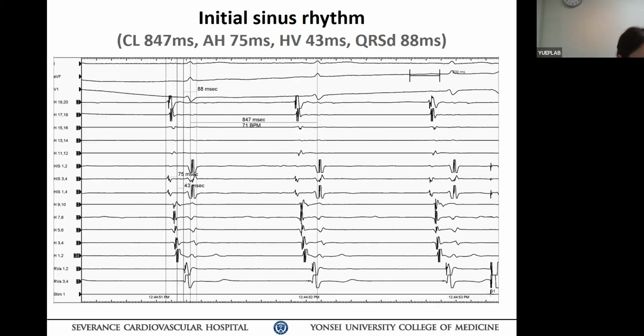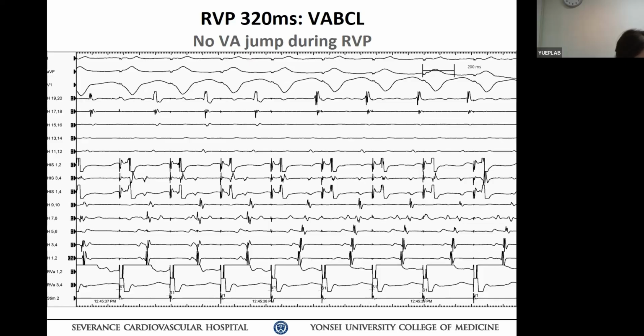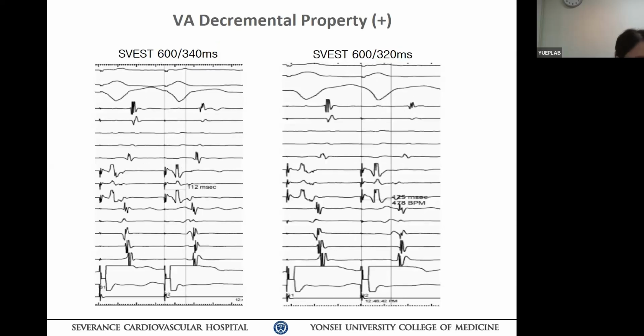Tachycardia was terminated during the V pacing, where the tachycardia cycle length was 442. The sinus cycle length was 847, AH interval 75, HV interval 43, and QRS duration was 88. During the rapid ventricular pacing, the earliest atrial activation was observed at the HIS. The VA block cycle length was 320 milliseconds at rapid ventricular pacing. VA decremental property was observed at the rapid ventricular pacing.